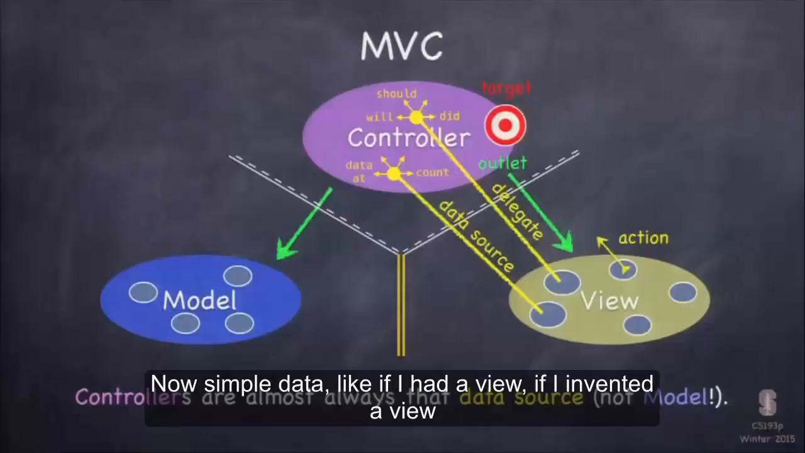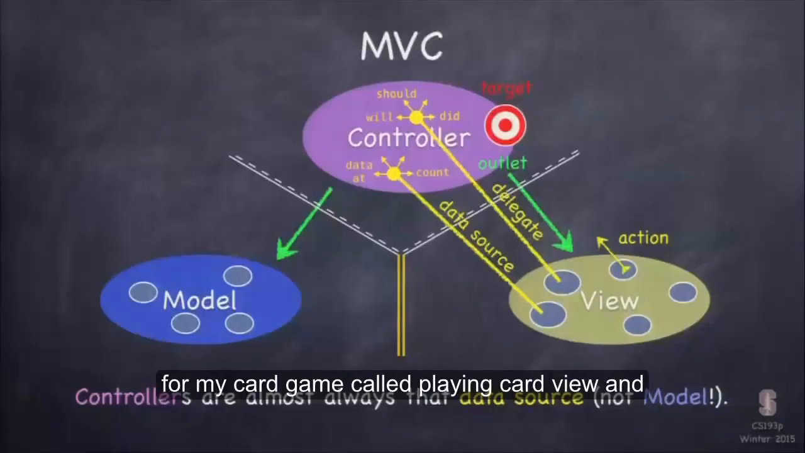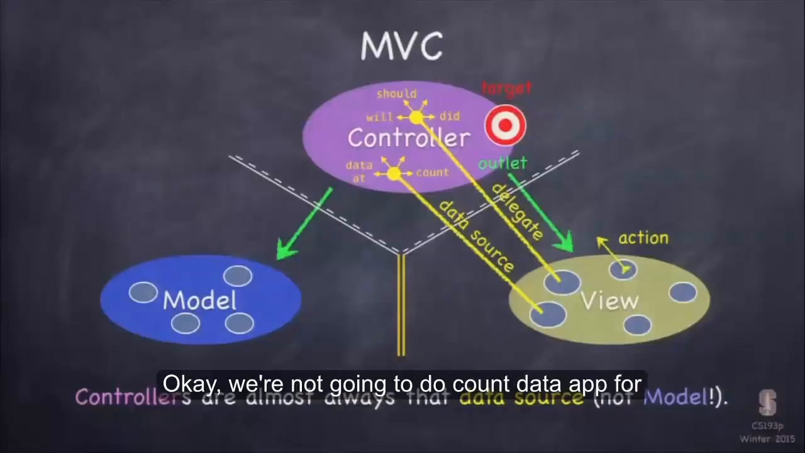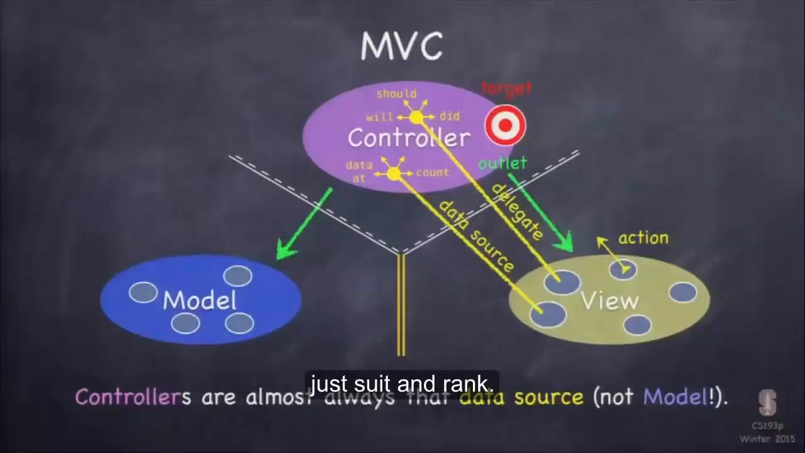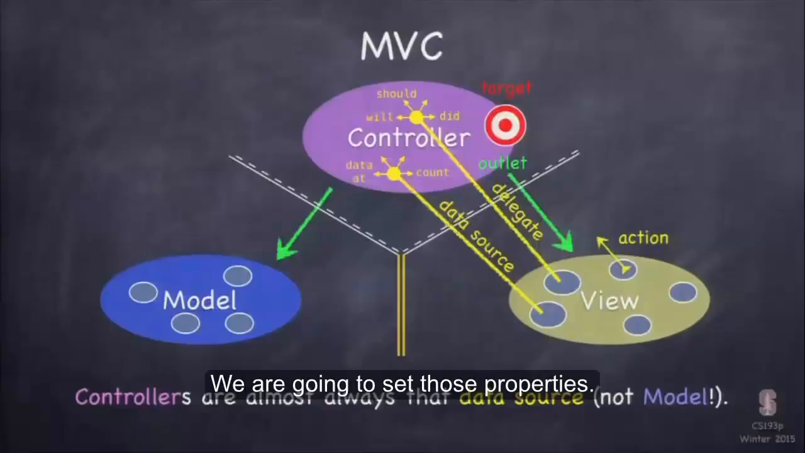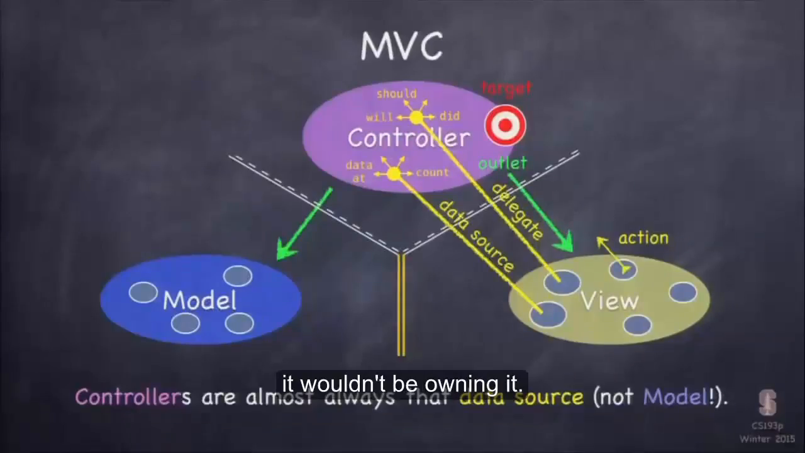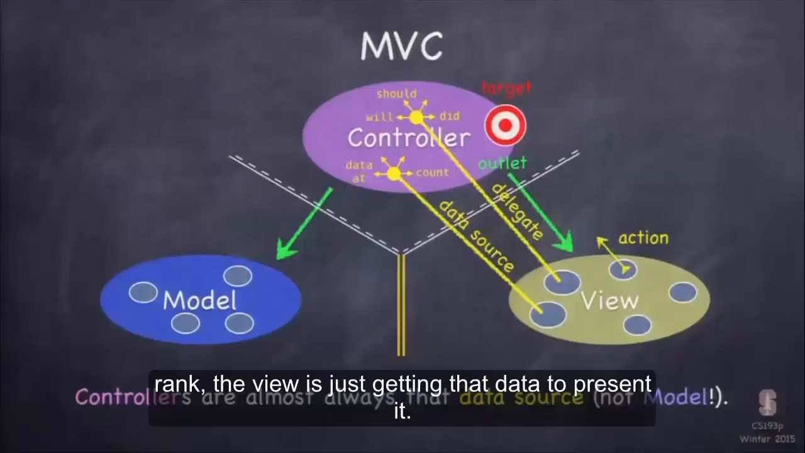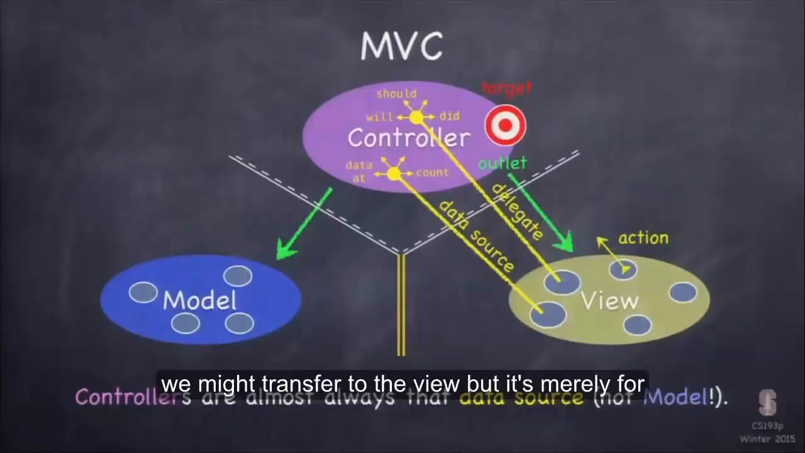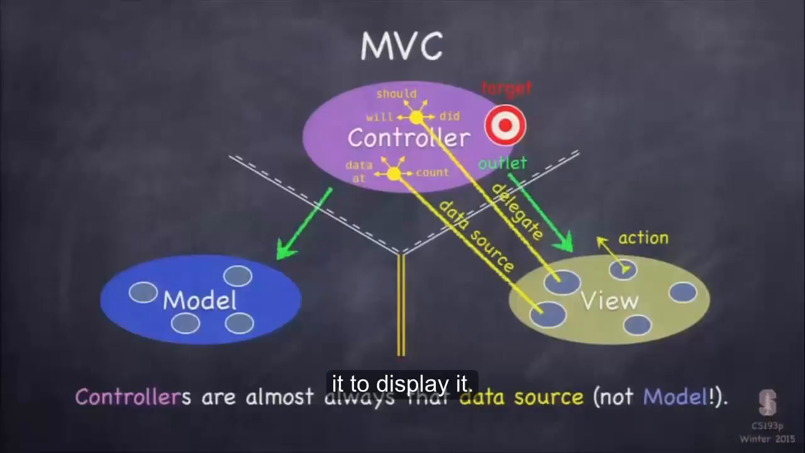Now, simple data, like if I invented a view for my card game called Playing Card View, and it just has a suit and a rank, we're not going to do count data for just suit and rank. We are going to set those properties. And so the view would have that data set in it, but it wouldn't be owning it. The model would still be owning the suit and rank. The view is just getting that data to present it. So simple data we might transfer to the view, but it's merely for it to display it.